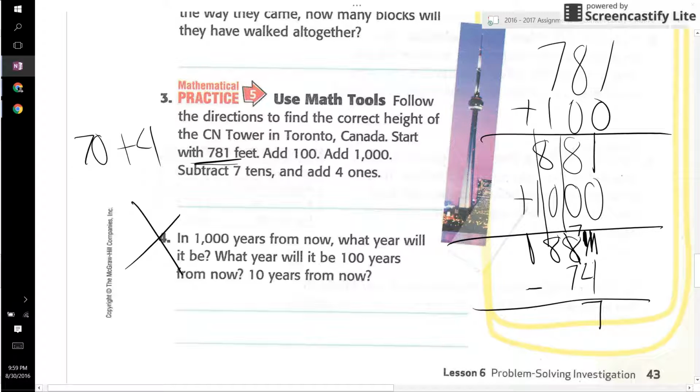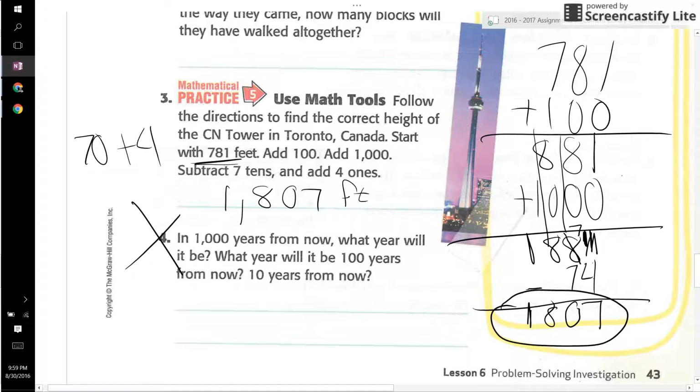I already borrowed, so 7 minus 7 is 0. 8 minus 0 is 8. And 1 minus 0 is 1. So 1,807 feet.